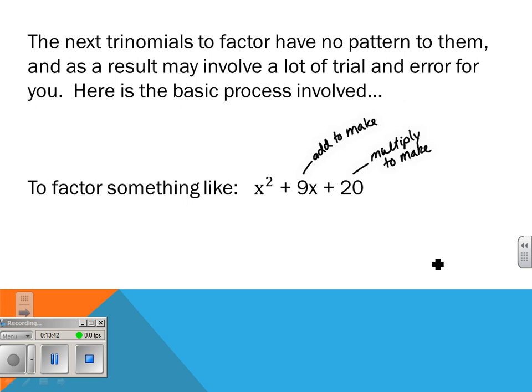So start thinking about factors of 20. We've got 1 and 20, 2 and 10, 4 and 5. So when you look at those pairs that would give us the 20 that we need, which one would give us the 9 that we need? That one, right? So there's your factors, x plus 4 and an x plus 5. You guys remember doing that?